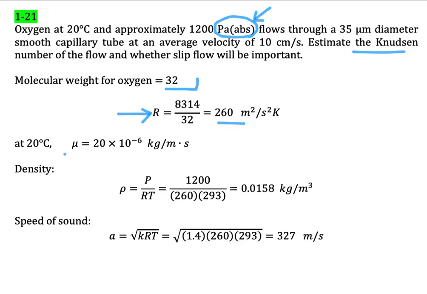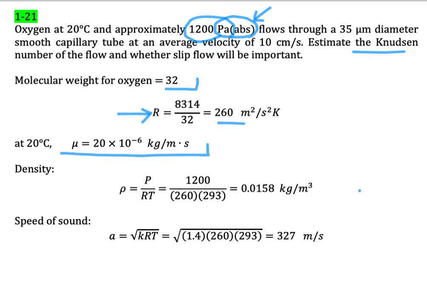And then you could check the dynamic viscosity of oxygen at 20 degrees Celsius, which is almost 20 times 10 to the minus 6. And then the density you could calculate according to the pressure given here. As I said, if you are dealing with gas, please make sure that you take care about the pressure and the density, because it is very fragile. Fragile means it can change easily. So the density in this situation is 0.0158 kilogram per meter cube.